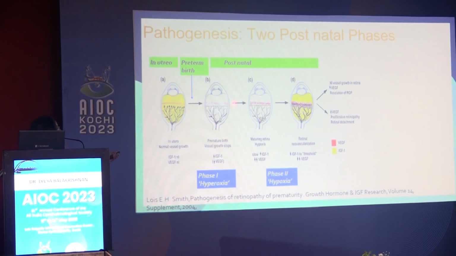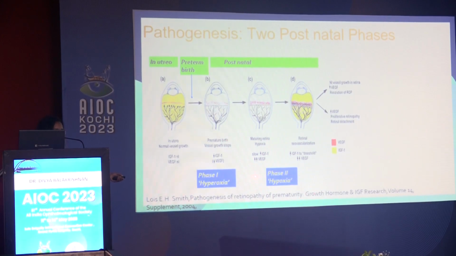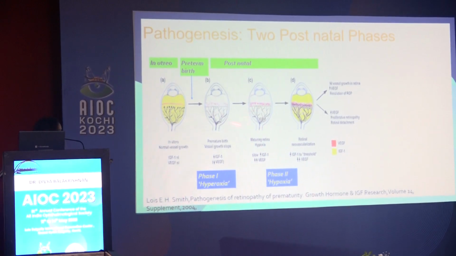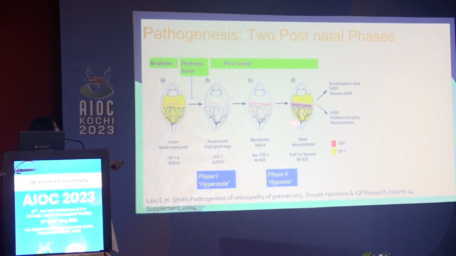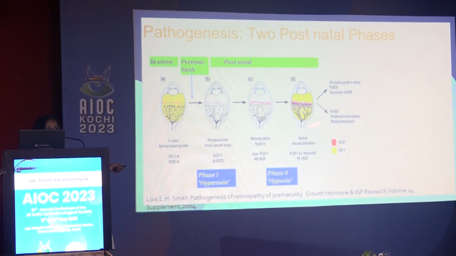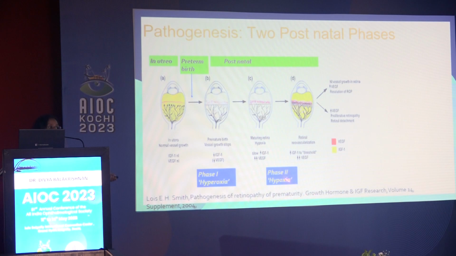So at this stage, you see that VEGF is low and there is a vasoconstriction. This leads to a stage of hypoxia. When there is hypoxia, then again the VEGF level would rise. But as the baby is growing, the insulin growth factor levels also naturally go up. When there is an interplay between these factors, the vasculature goes into a proliferative stage. So you need to remember these two phases of ROP: an initial hyperoxia, then a hypoxia, which leads to the proliferative phase of ROP.